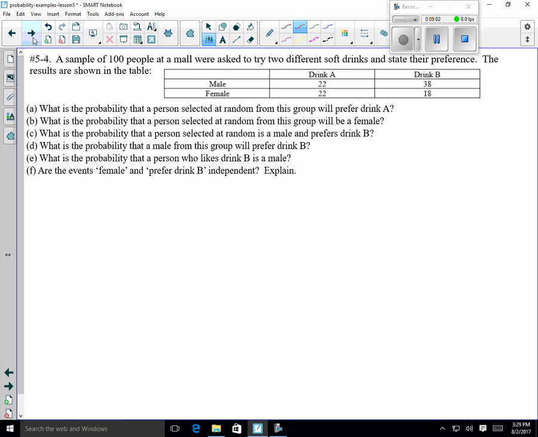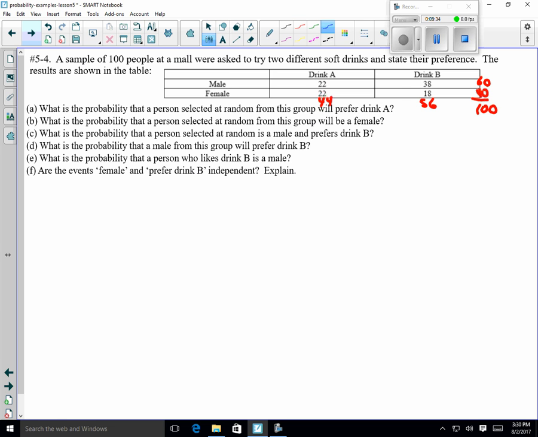Okay, so whenever we're given a table like this, the first thing we should always do is go ahead and add up the columns and the rows, because typically we need those numbers. So 22 and 22 is 44 total people that answered A. We have 38 plus 18 is 56 people that like drink B. We had a total of 22 plus 38, which is 60 males, and we had a total of 22 and 18, which is 40 females, which means we have 100 people total. So it's always a good idea to add up the rows and columns just to make sure that you have totals there. So now let's take these one at a time.